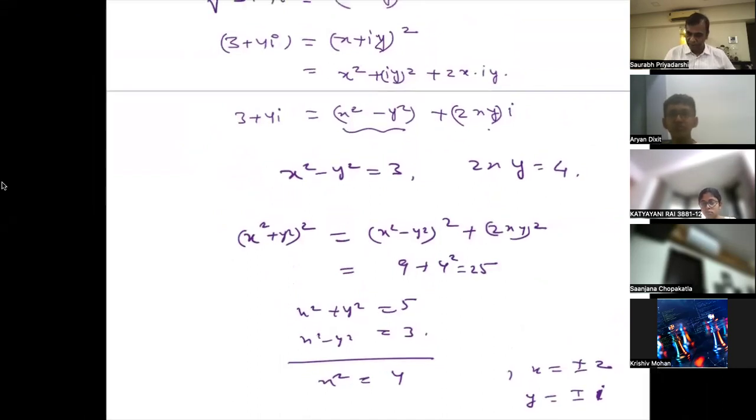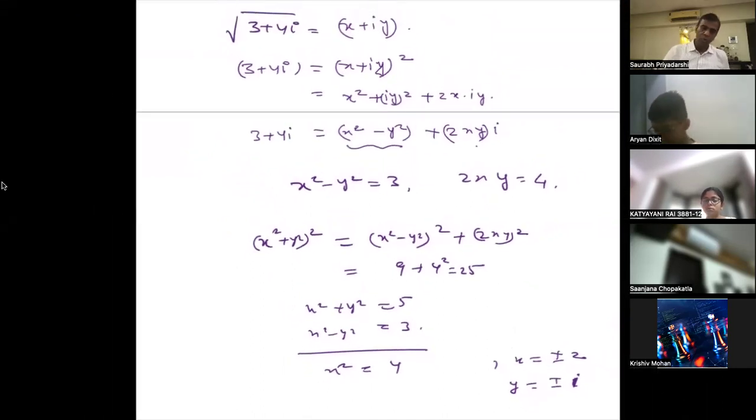Is this okay, everyone? So Katani and Aryan, you have given the answer plus 2 plus i only. So are you sure that only 2 plus i will be the answer? Or maybe it is possible that 2 minus i, or minus 2 minus i is also an answer, just as in the square root we have plus minus. Yes. Sir, I did not use the formula. I just split the 4i into a plus b the whole square form.